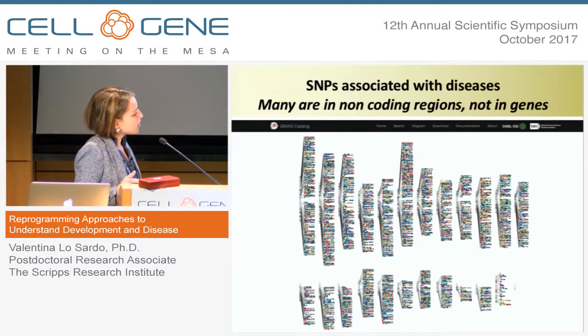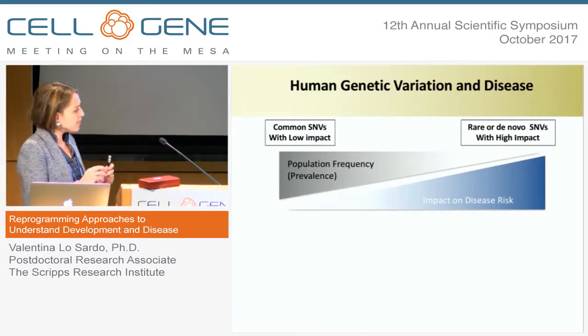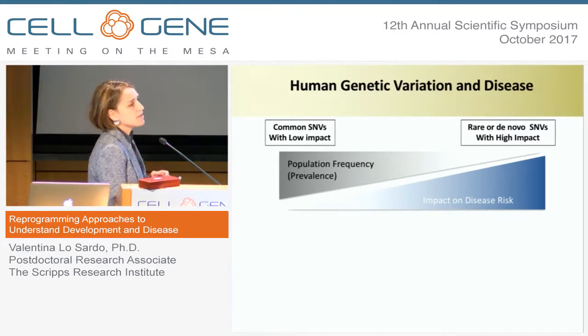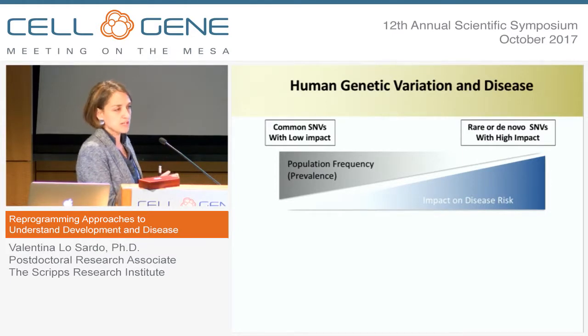And also, we cannot study only diseases that are related to genes. Most of these polymorphisms are in non-coding regions and not in genes. So if we do a very simple diagram of human genetic variation and diseases, we know that we have two factors. One is the frequency in the population, and the other is the impact on disease risk. Usually common variants have very low impact on disease risk, whereas rare variants usually have a higher impact, like monogenic diseases. So it's hard to find a good balance to make a good model to study disease risk.